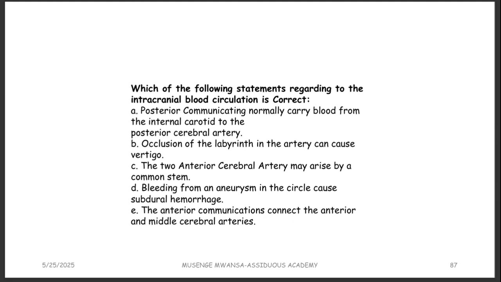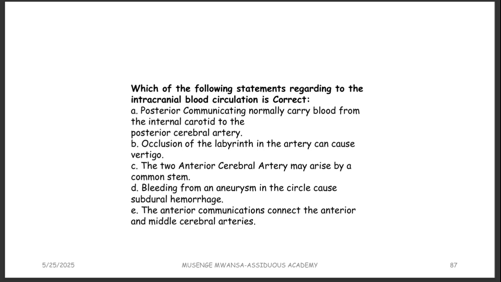Any thought here? Look at A. Posterior communicating normally carries blood from the internal carotid. Now, posterior communicating, yes, right? Is part of the internal carotid. Occlusion of the labyrinthine can cause vertigo. Now, vertigo is a problem with the vestibular system.